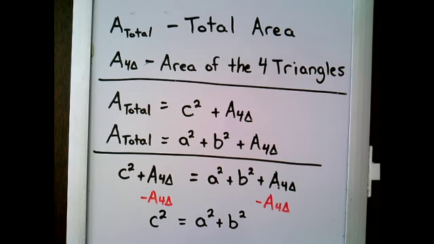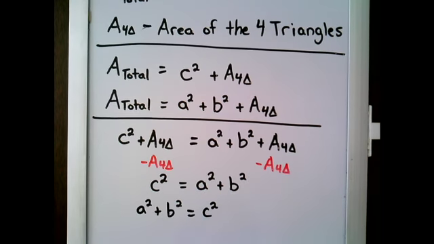And since it doesn't matter which side of the equal sign these are on, because they're equal to each other, we could rewrite that as a squared plus b squared equals c squared. And there you have the Pythagorean theorem.